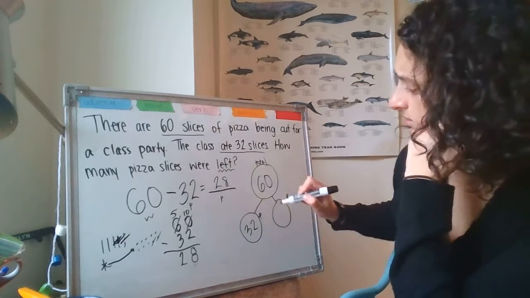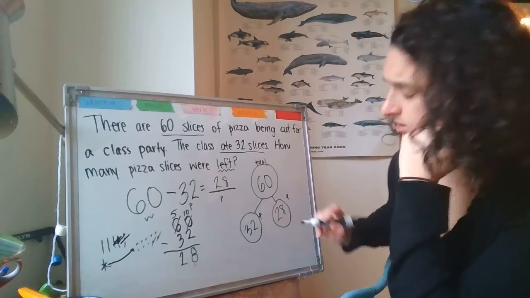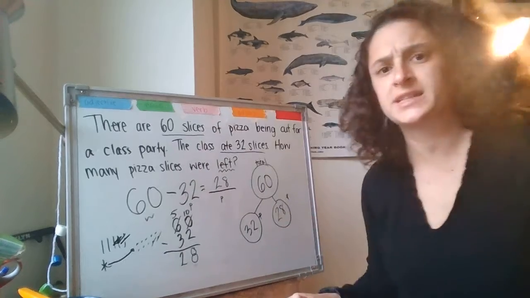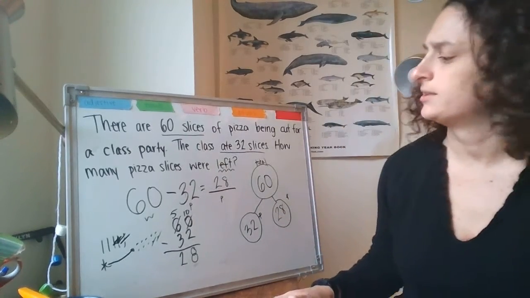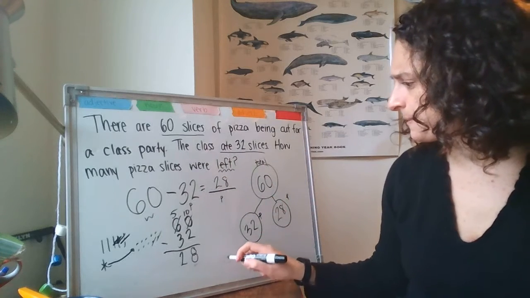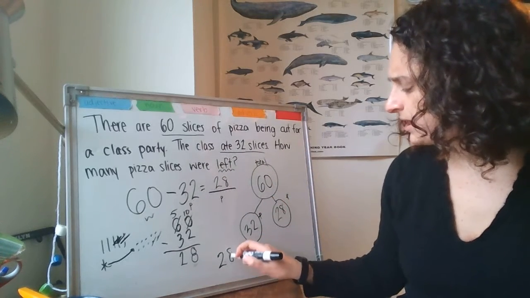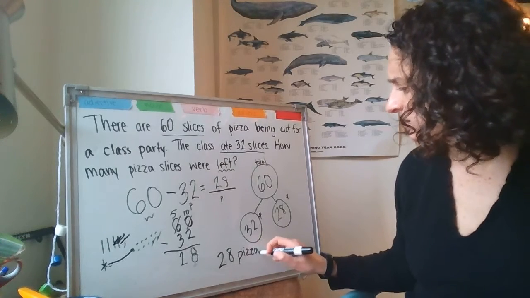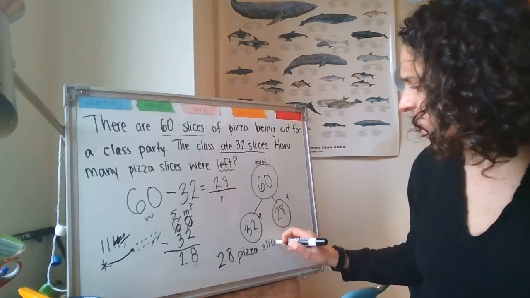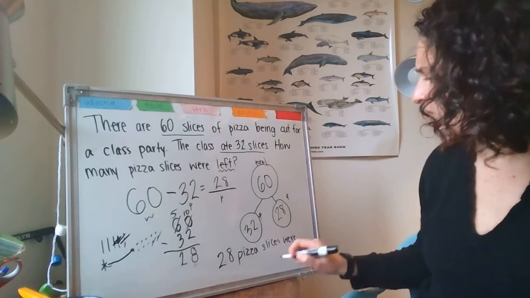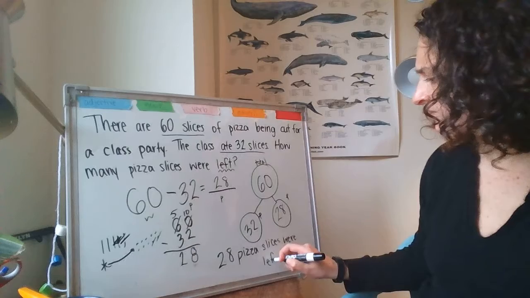So 60 minus 32 is 28. Am I done yet? No. I need to write a full sentence, guys. Come on. All right, so how many pizza slices were left? 28 pizza slices were left.